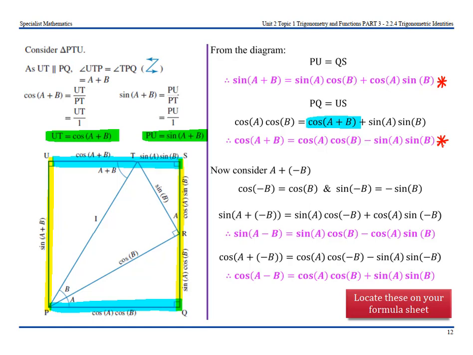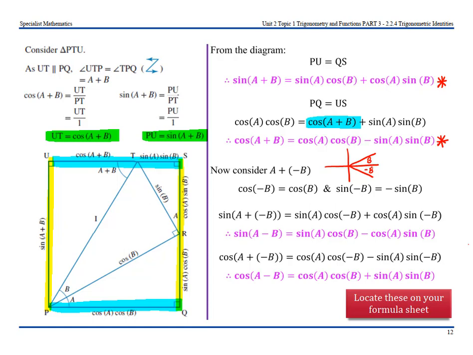All right, now consider A plus negative B. So I'm just replacing my B with a negative using exactly what I've just got. So cos of negative B would still equal cos of B because we're in our first and fourth quadrants. So this is my B and this is my negative B. Sine of negative B would be negative sine of B. Again, because we're in our fourth quadrant.